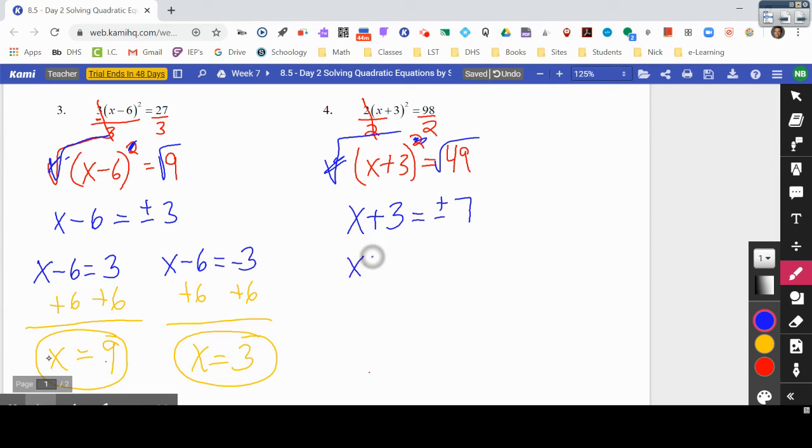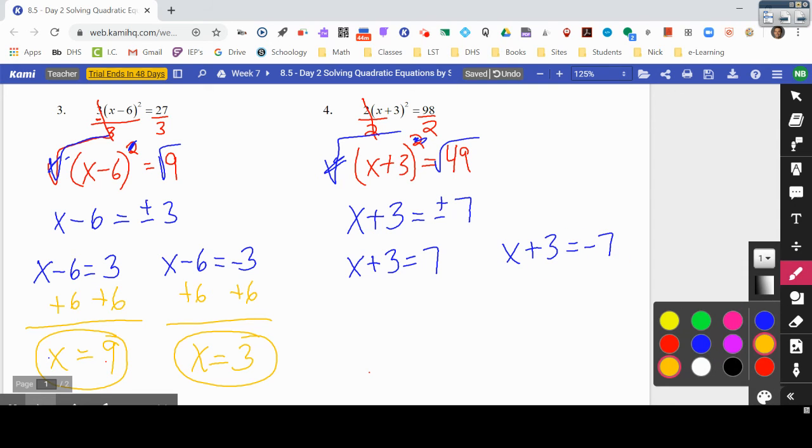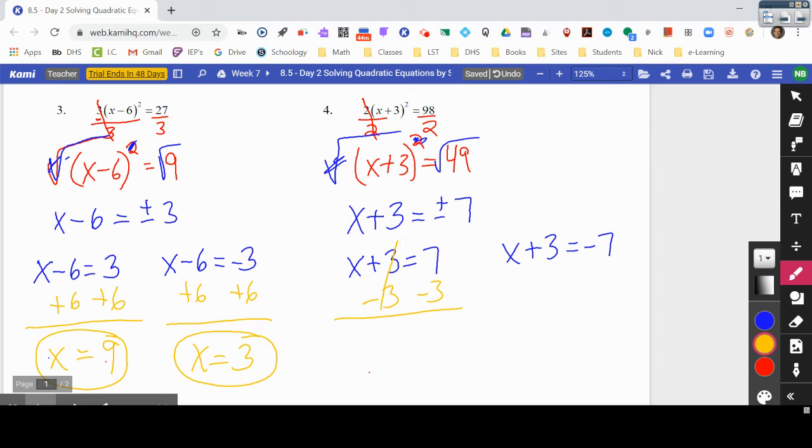I get x plus 3 is equal to positive 7, or x plus 3 is equal to negative 7. Now I solve both of these the same exact way. I'm going to subtract 3 from both sides on this first equation. So you get x is equal to 7 minus 3, which is 4.